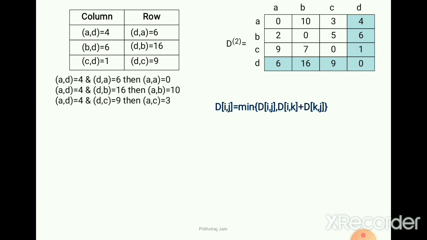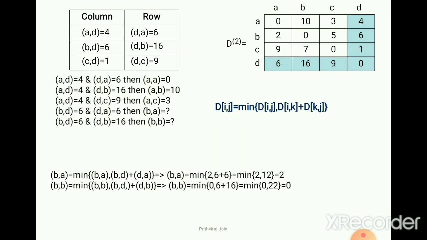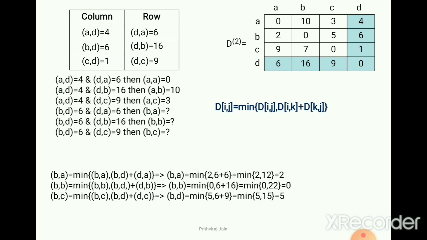Next, perform the next combination with B comma D. So B comma D and D comma A, we have to find it for B comma A. B comma A is equal to 2. Then B comma D and D comma B, calculate for B comma B. So again B comma B will get the value as 0 only. B comma D and D comma C, calculate for B comma C. So B comma C, we got the value as 5.